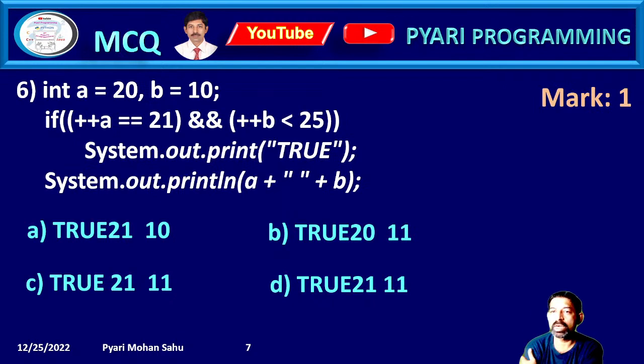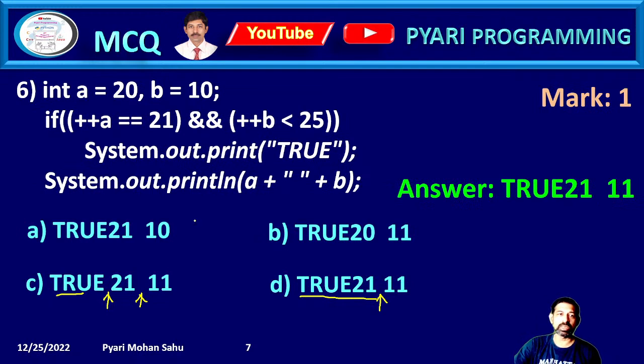Now, few students are giving answers, but they are not giving the perfect answer. I am afraid you are not seeing the options correctly. In option C, true, then we have space, then 21, then space, 11. But in option D, I have true, no space with 21, but space with 11. Be careful about the options. Those who are saying option D, or true 21, 11, their answer is correct.